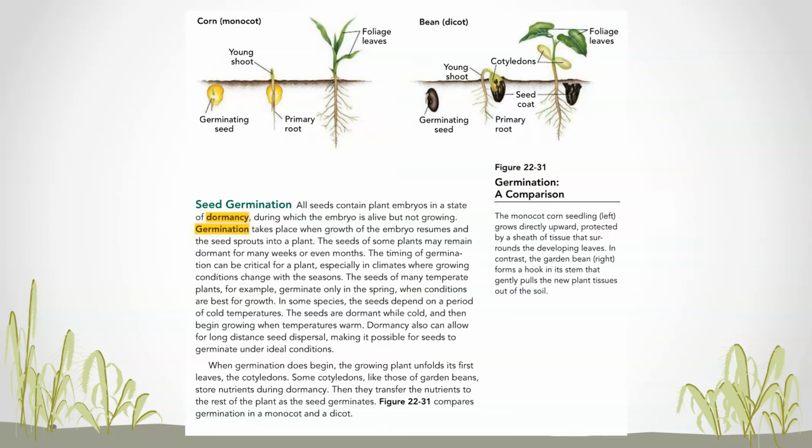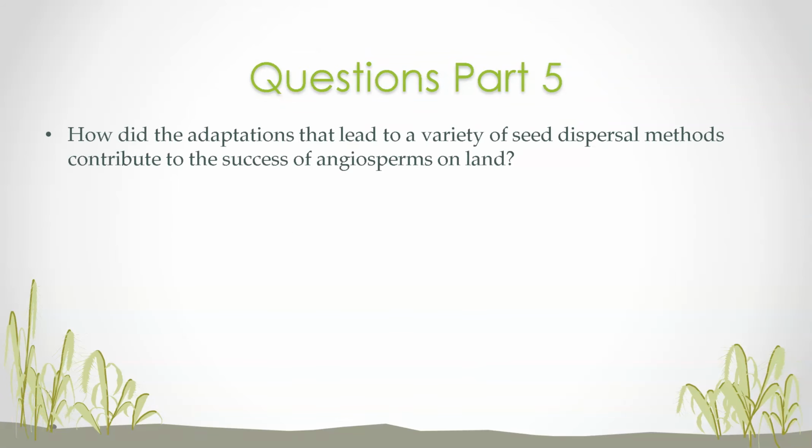And then finally, the last thing about seeds: dormancy versus germination. A seed's alive, it's dormant, and eventually, when conditions are right, it will start to germinate. So the growth of the embryo resumes in germination. You've probably done this with a plastic bag and baby seeds, wrapped in a moist paper towel, and you start germination. You see the primary root growing and the baby leaves and the cotyledons growing in that very simple but cool experiment. This is our last question for this video, questions part 5. How did the adaptations that lead to a variety of seed dispersal methods contribute to the success of angiosperms on land? How do these adaptations help them survive?